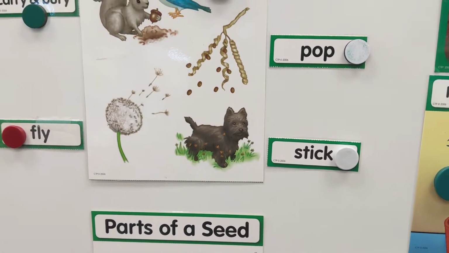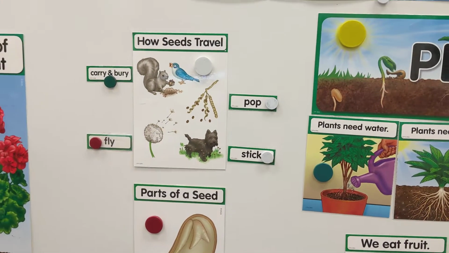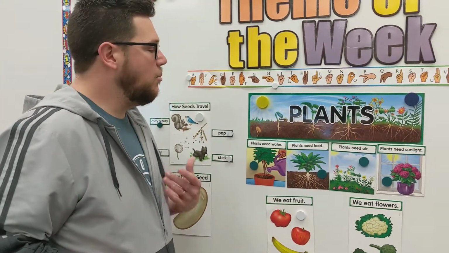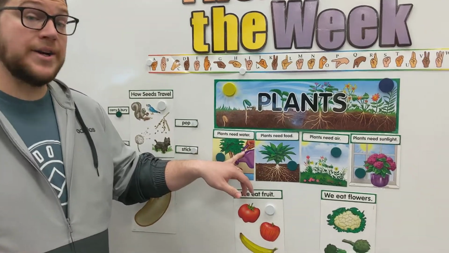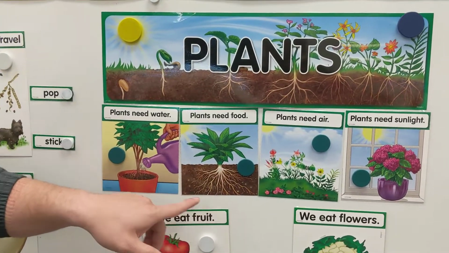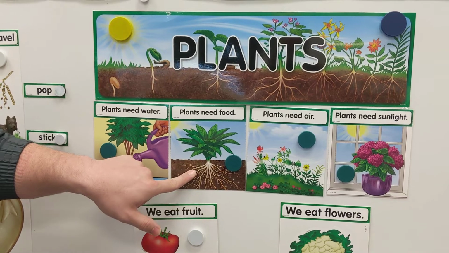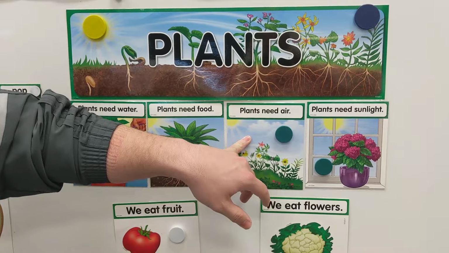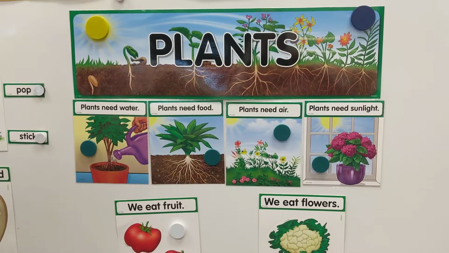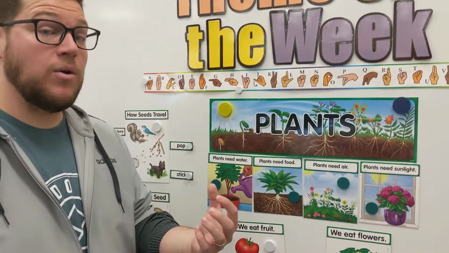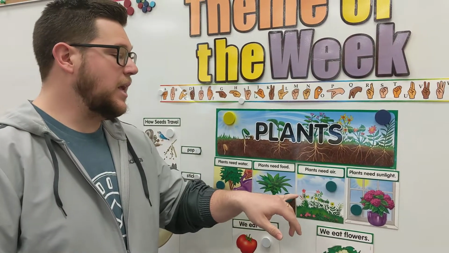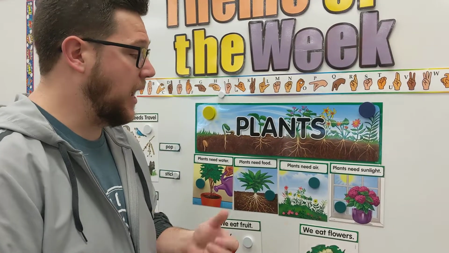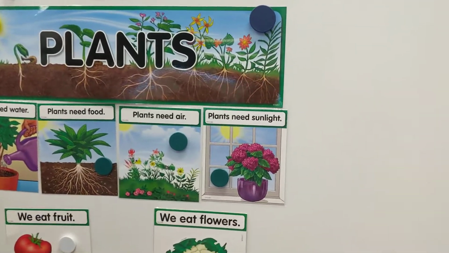So there are lots of different ways a plant can travel from place to place to be able to grow somewhere else. Now, what do plants need to be able to grow? In order to grow, they need water and they need food. Food comes from the dirt and the ground that they're growing in. They need air, too. We breathe out carbon dioxide and they breathe out oxygen, so they're breathing in the carbon dioxide and breathing out the oxygen so that we can breathe, and we do the opposite for them. The other thing that plants need is sunlight.